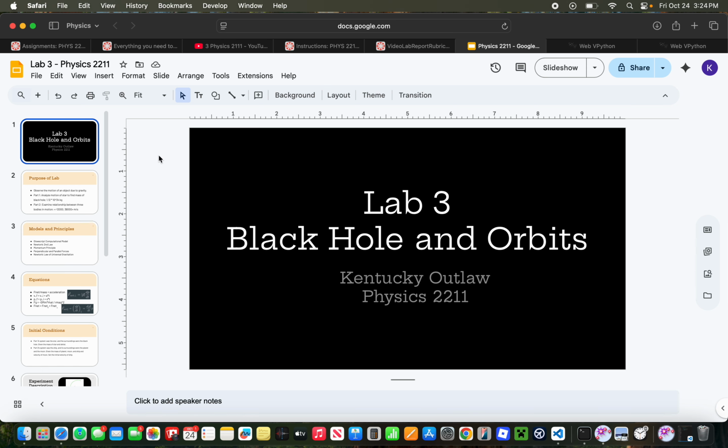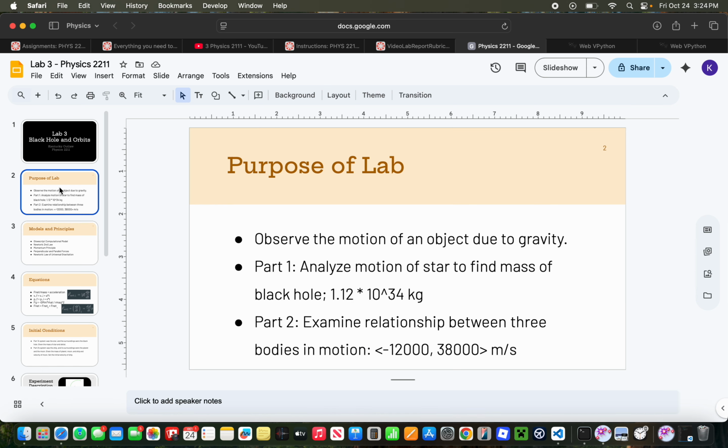This is lab 3 on black holes and orbits. The purpose of this lab is to observe the motion of an object due to gravity. In part 1, we analyze the motion of a star to find the mass of a black hole, and we see the mass to be 1.12 times 10 to the 34 kilograms. And in part 2, we examine the relationship between three bodies in motion.